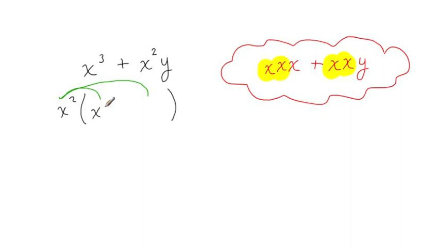Anytime we're going to use x to the first power, we don't have to give it the exponent of 1. We can just leave it as x. X squared times x will give me x cubed. To find out what monomial goes here, I need to multiply x squared by something to get x squared times y.